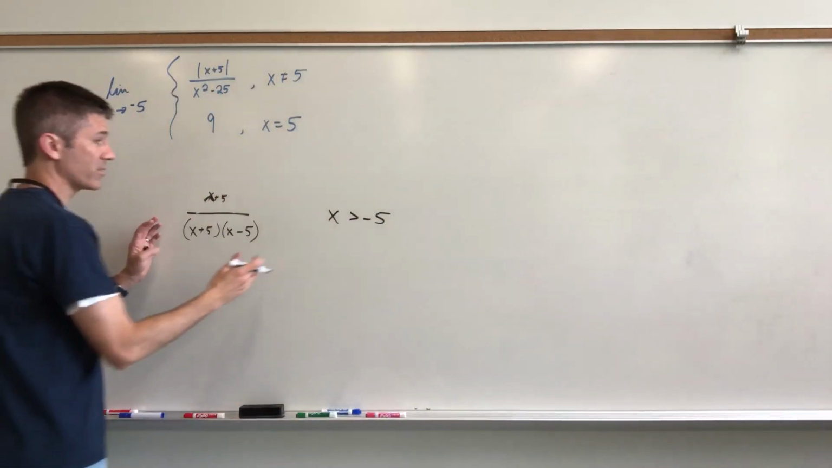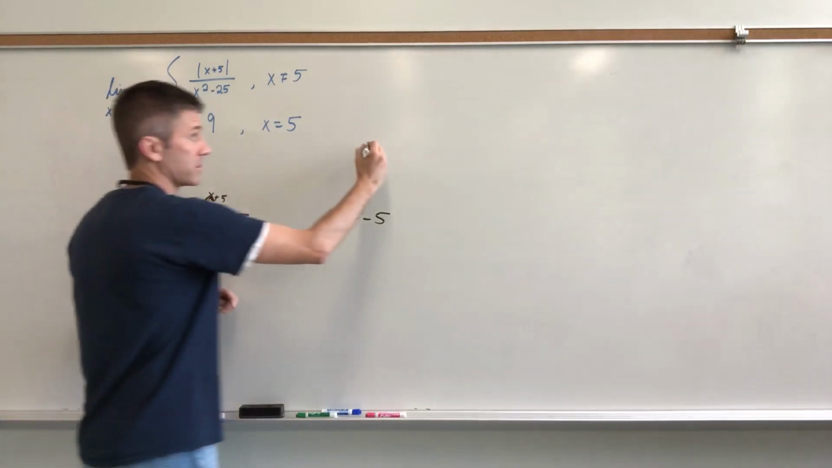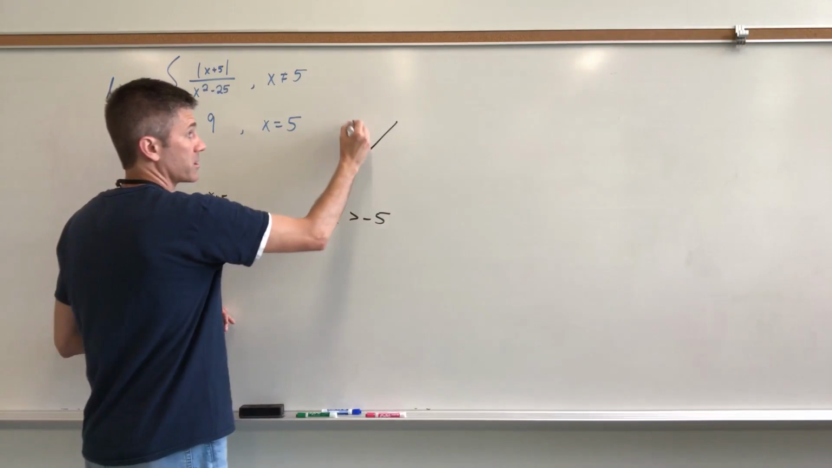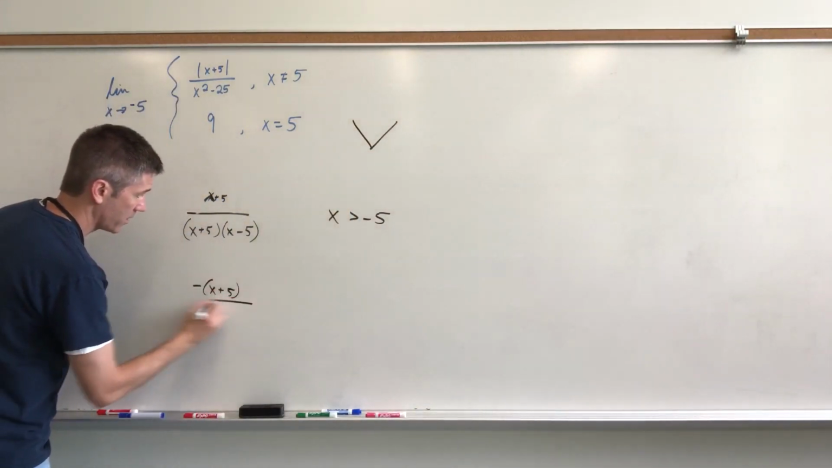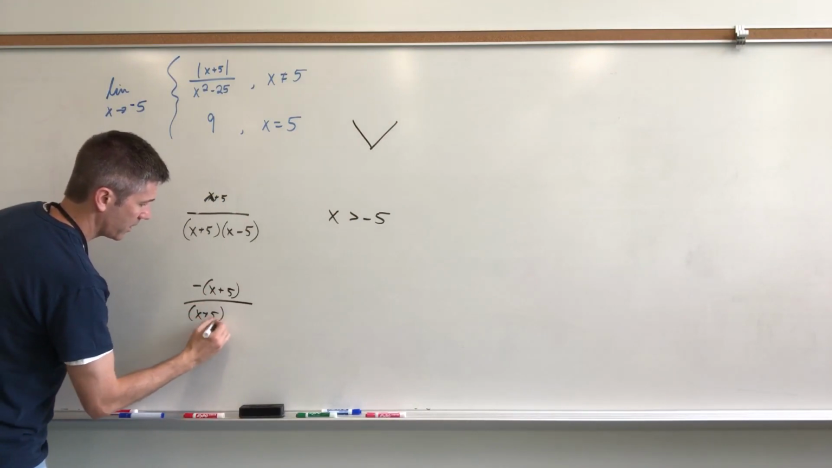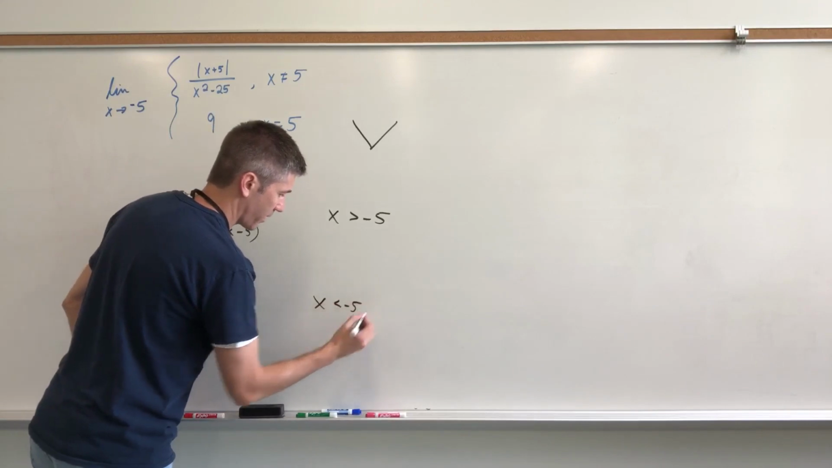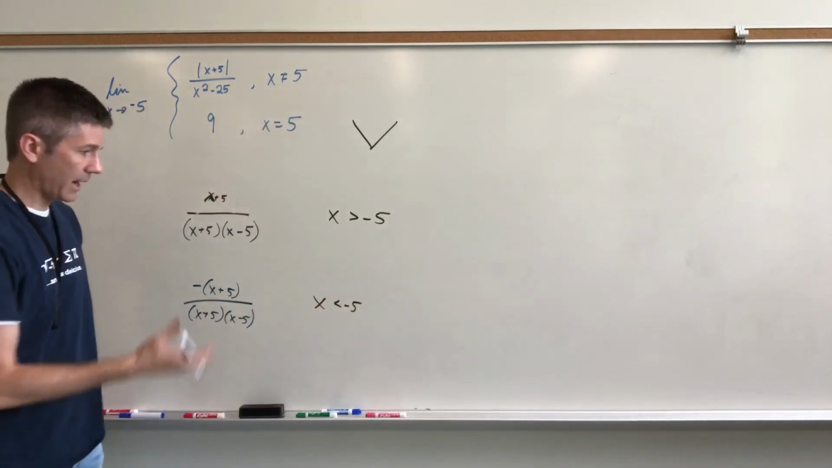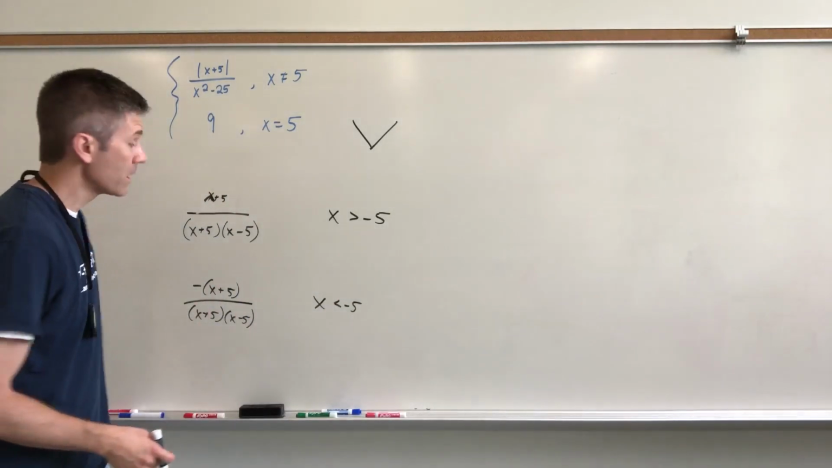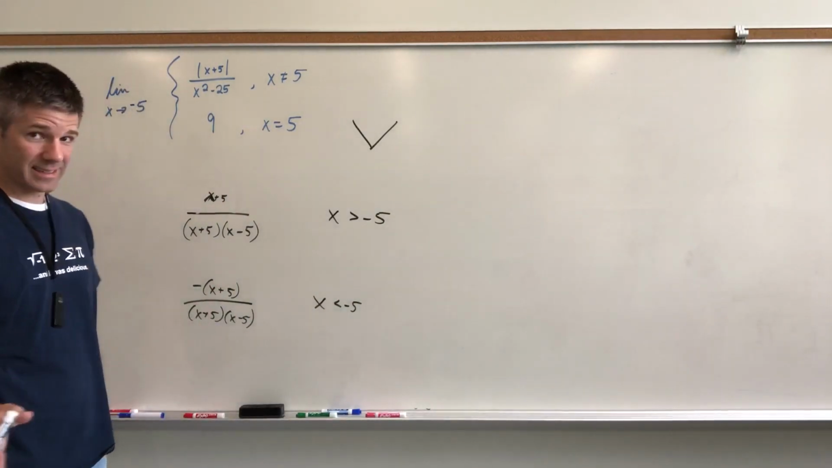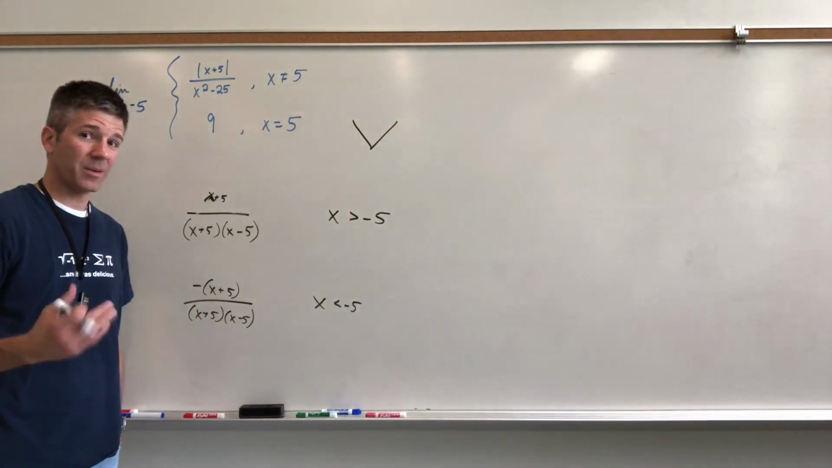So for all the values of x that are greater than negative 5, we would just have that regular part. That was this part of the graph. Now we're going to deal with this part of the graph, which was the opposite of that. So we would have negative and then x plus 5 over x plus 5, x minus 5, for all the values of x that are less than negative 5. And at negative 5, well, it just doesn't exist because you'd be dividing by 0, right? So basically, this is what I'm looking at. And I want to know what happens as I approach negative 5.